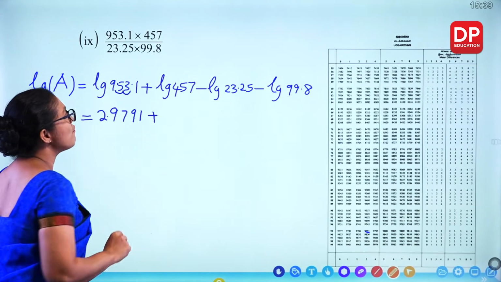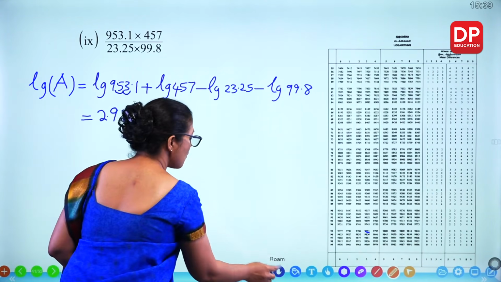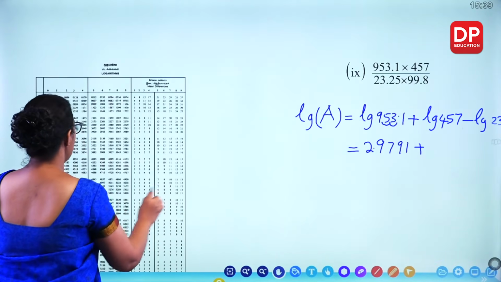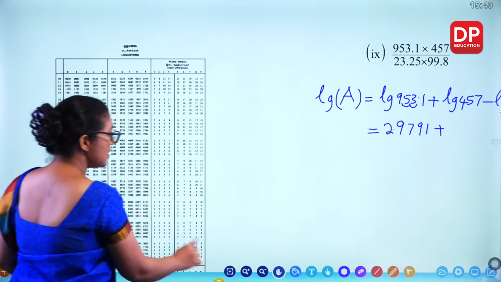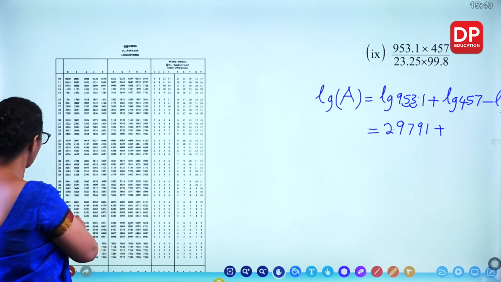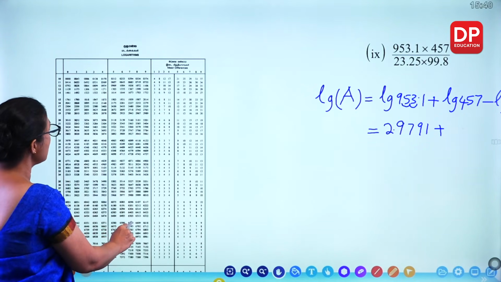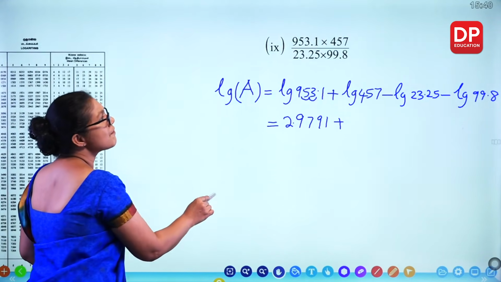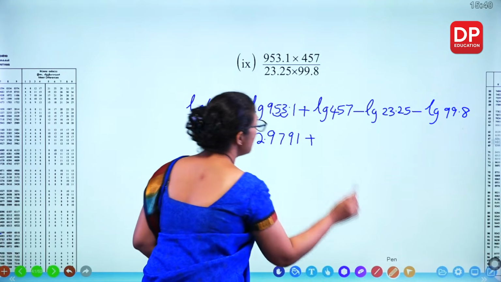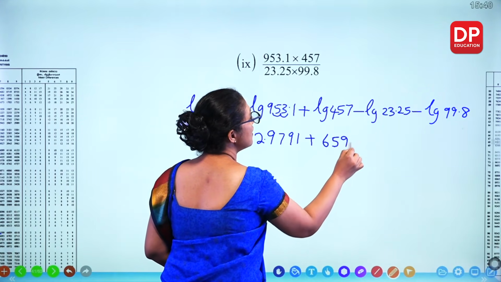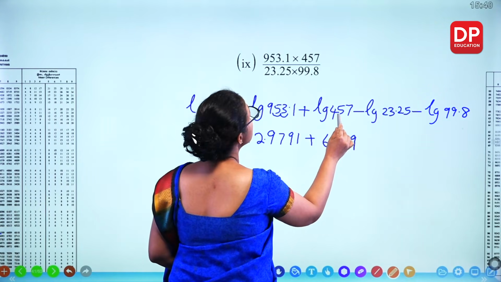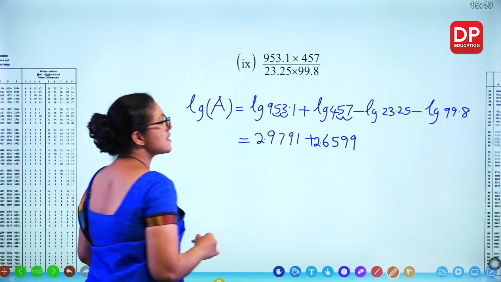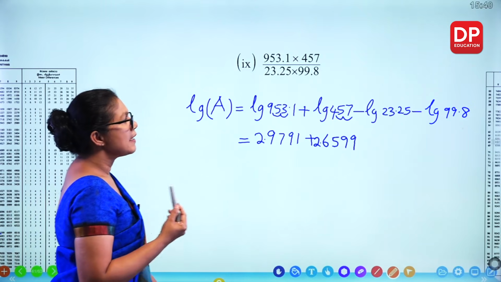Now this number 45, 7. We have to use the other table. 45, 7 is this number, 65, 99. This one is 400 and something, 2 places to the right, so 2.6599.